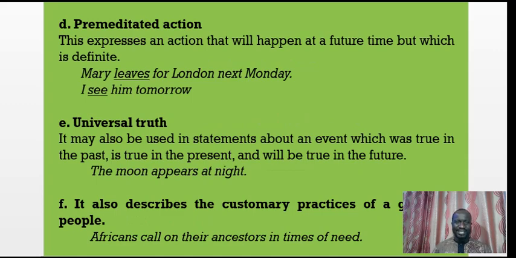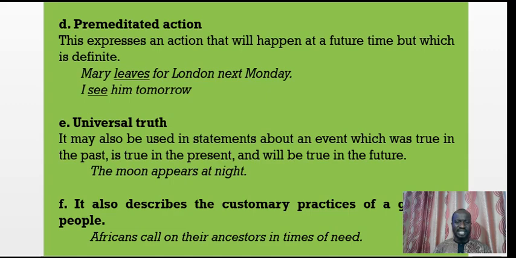Premeditated action. This expresses an action that will happen at a future time, but which is definite, or we know by all means that it will come on. For example, Mary leaves for London next Monday. I see him tomorrow.